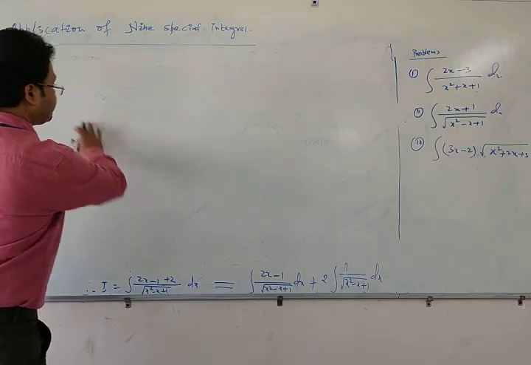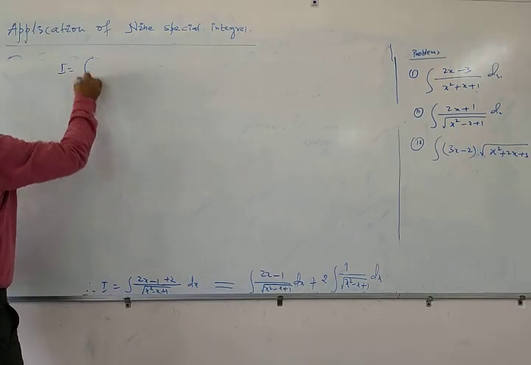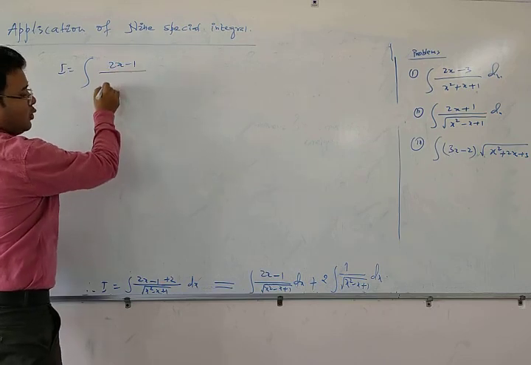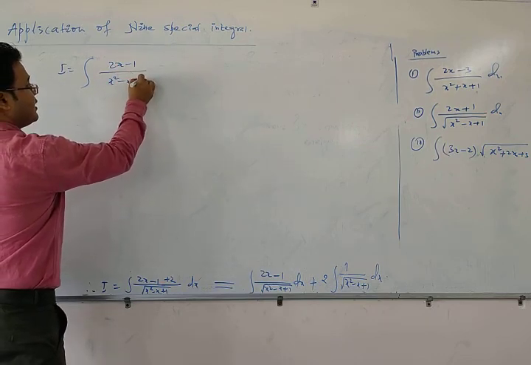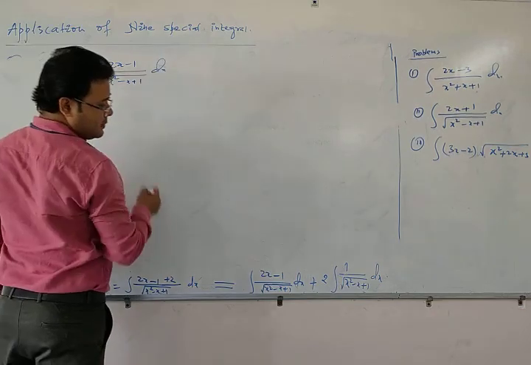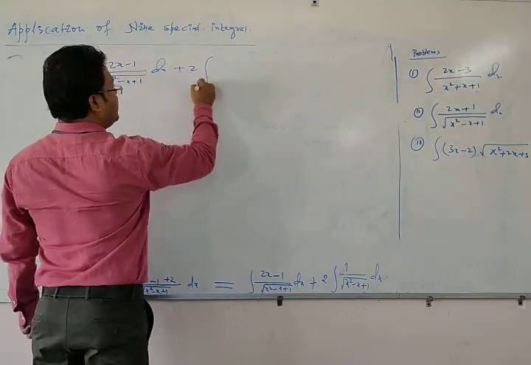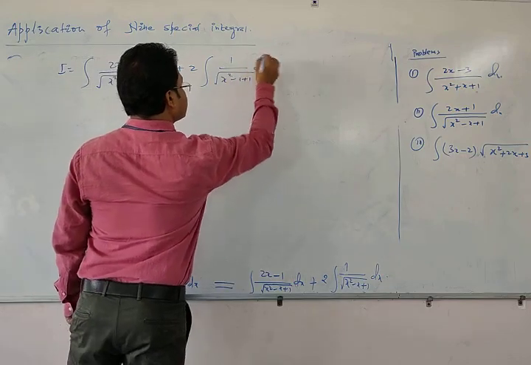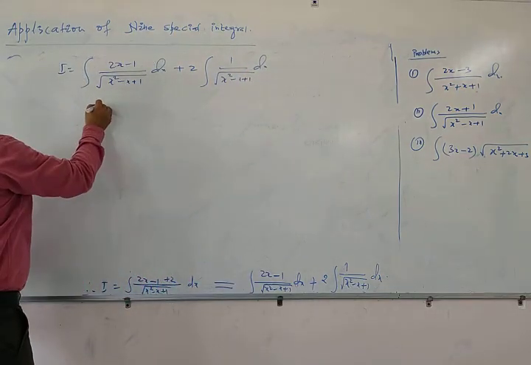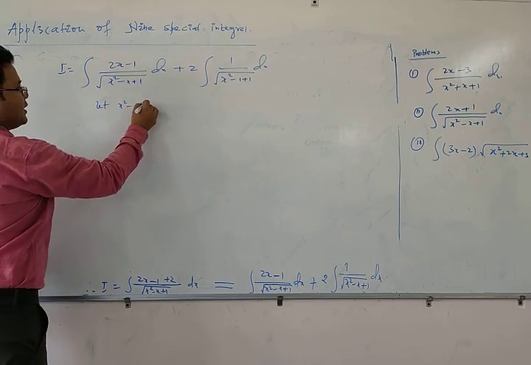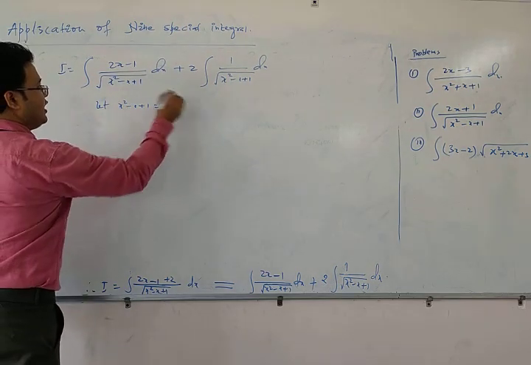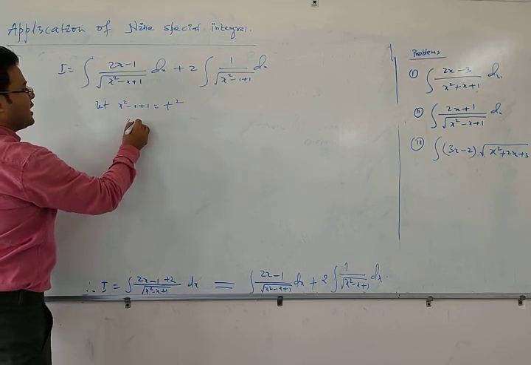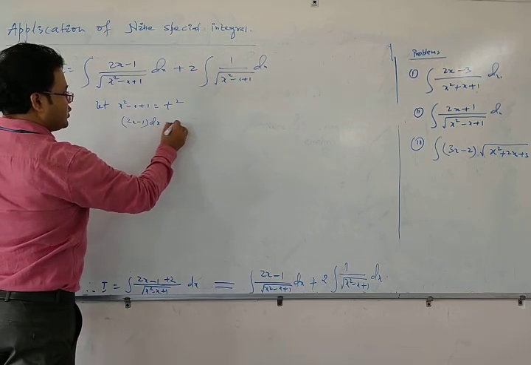You can see I is equal to the integration of (2x minus 1) upon the square root of (x square minus x plus 1) with respect to x, plus 2 into 1 upon the square root of (x square minus x plus 1) with respect to x. Here let x square minus x plus 1 is equal to t square. So on differentiating we will get (2x minus 1) dx is equal to 2t dt.